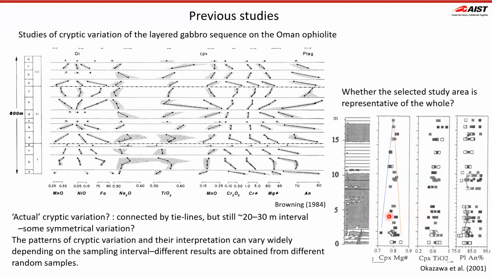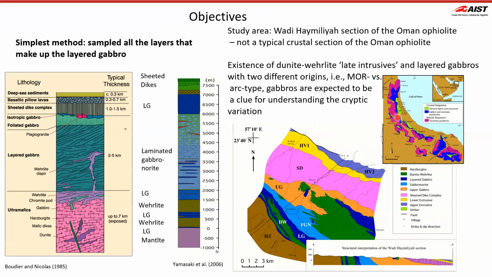if we took these two samples from here, this one and this one, then the normal decreasing trend can be obtained. However, if we took these two samples, this one and this one, completely opposite features would be detected. This means that different results are obtained from different random samples. So, the simplest but not easiest way to conclude this argument is sampling all the layers that make up the layered gabbro.